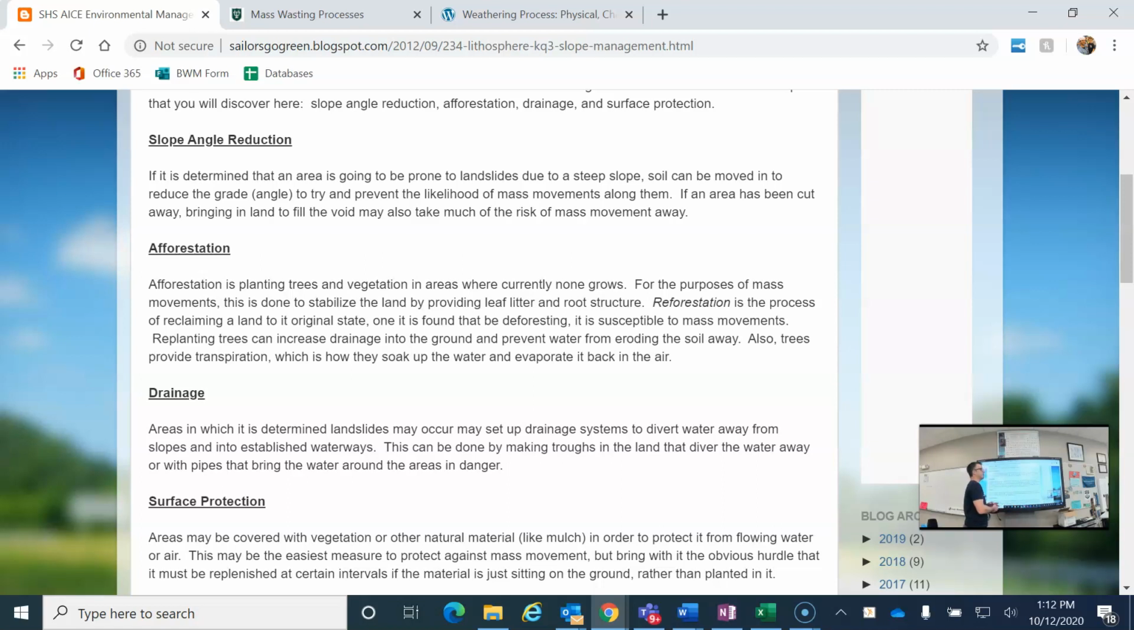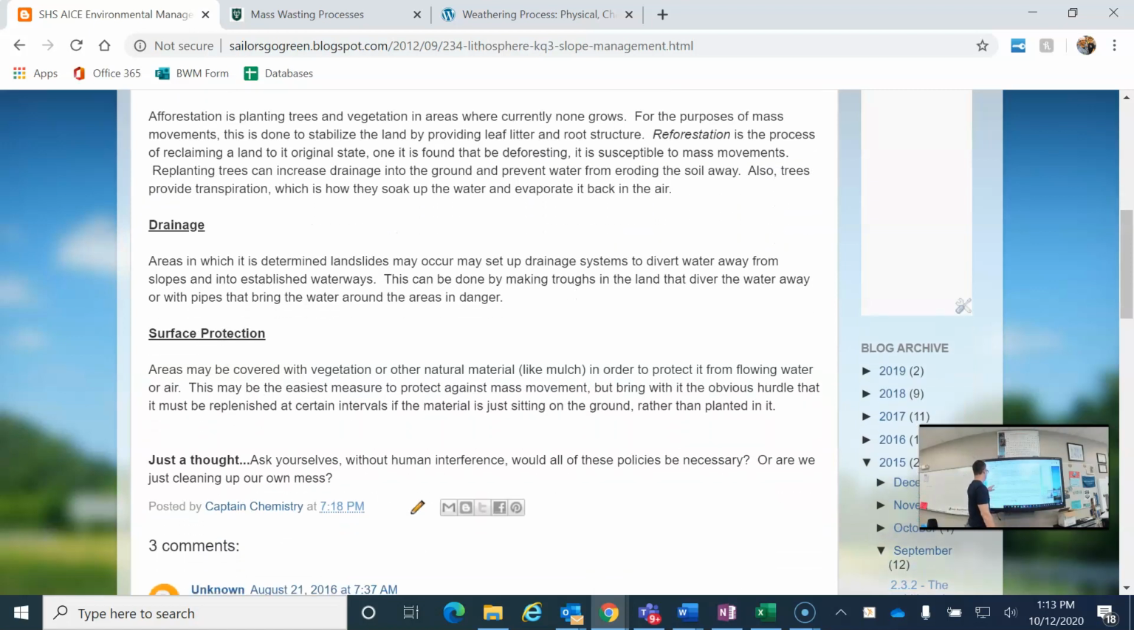Another thing people can do is reforestation. If something's been cleared, maybe for farmland or for something else, when it's decided that that needs to be protected, reforesting the area to what it was, back to its original state. Replanting trees can increase drainage into the ground and prevent water. So basically the trees take the water, put it into the ground instead of it staying on the ground and causing the mass movement.